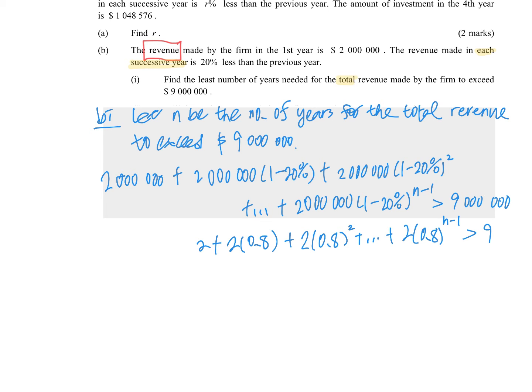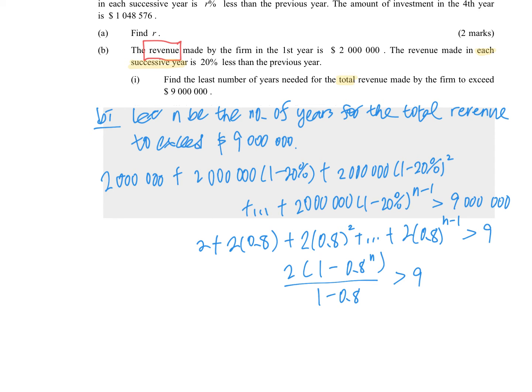The left hand side of the inequality becomes a GS with first term 2 and common ratio 0.8. Of course, I will make use of the sum of the first n terms of the geometric sequence, the Sn formula, a times 1 minus r to the power of n, where n is the number of terms, and here we have exactly n terms for this series, over 1 minus r, bigger than 9.